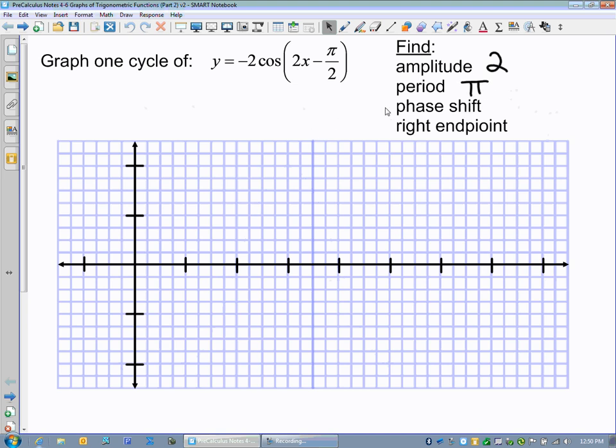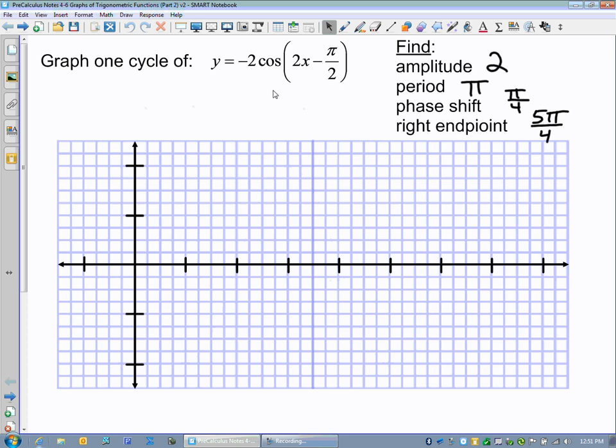Phase shift is another way to ask for the left endpoint. Left endpoint and phase shift are talking about the same point. And for that, we want the value of x that causes the argument to be 0. And in this case, if you do the algebra, that would be pi over 4. Simply take the expression set equal to 0, add pi over 2 to both sides, and divide by 2. And you're going to get pi over 4. For the right endpoint, you can find the value of x that causes the argument to be 2 pi. Or you can take the idea that the left endpoint plus the period is going to equal the right endpoint. And no matter which way you do it, you're going to get 5 pi over 4.